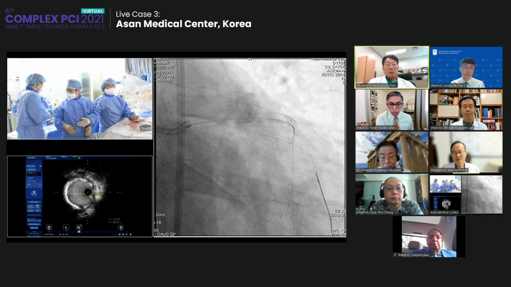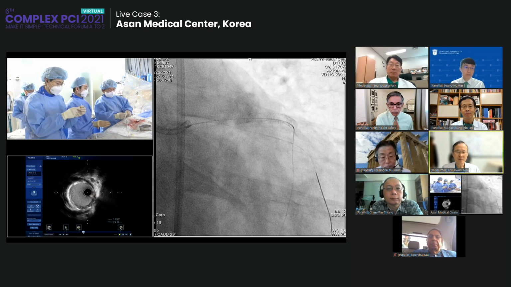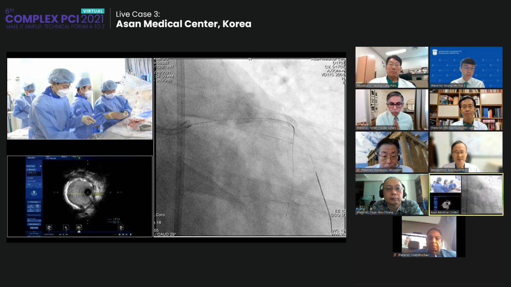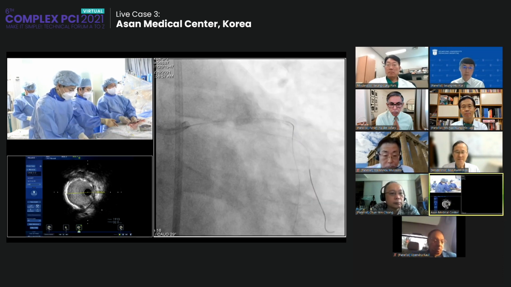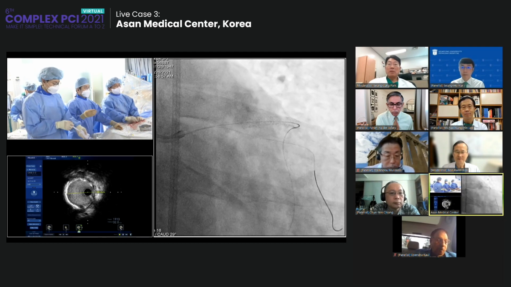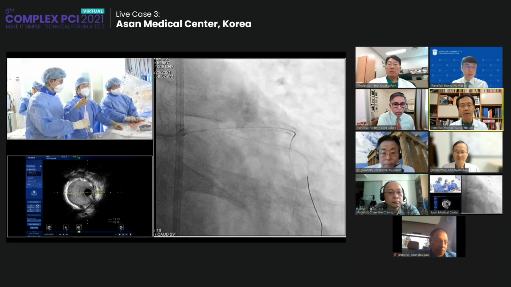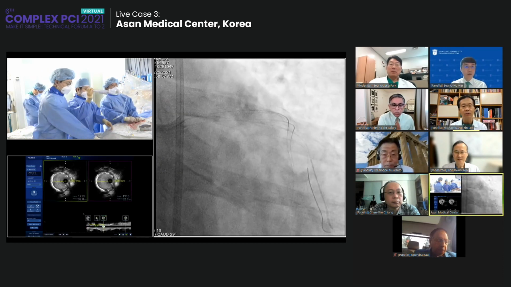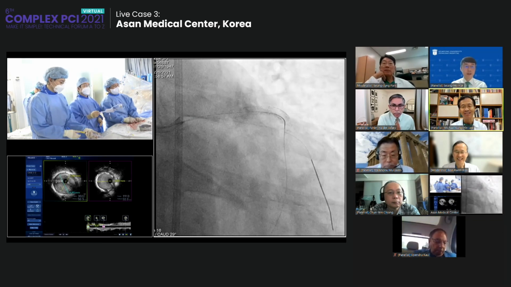So, one of the audience recommended using cutting or scoring balloons. How to think about the usefulness of that device? Frankly speaking, I favor the high pressure balloon rather than a cutting or scoring balloon. Do you have the shockwave balloon in Korea? No. It's a perfect case for a shockwave balloon.